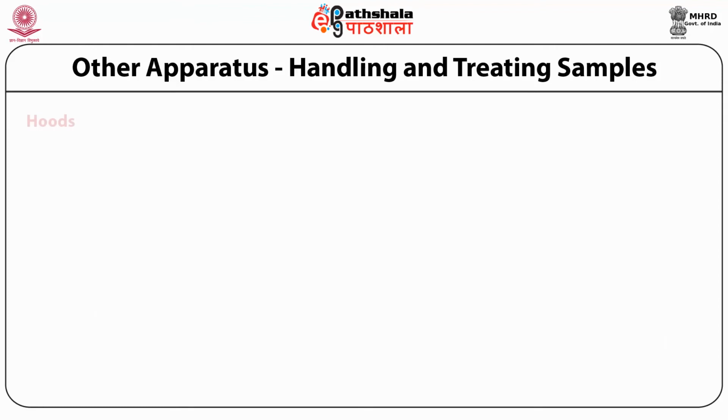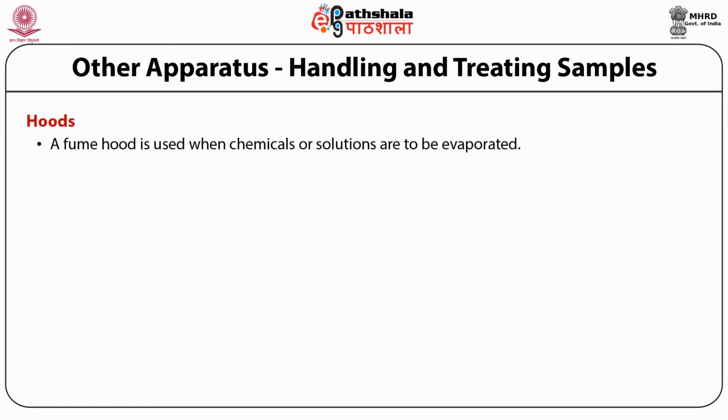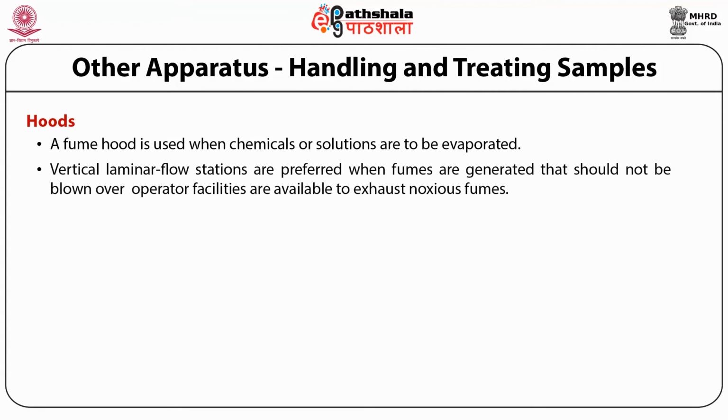Now the next one is hoods. A fume hood is used when chemicals or solutions are to be evaporated. When perchloric acid or acid solutions of perchlorate are to be evaporated, fumes should be collected or the evaporation should be carried out in fume hoods especially designed for perchloric acid work. Vertical laminar flow stations are preferred when fumes are generated that should not be blown over. Operator facilities are available to exhaust noxious fumes.